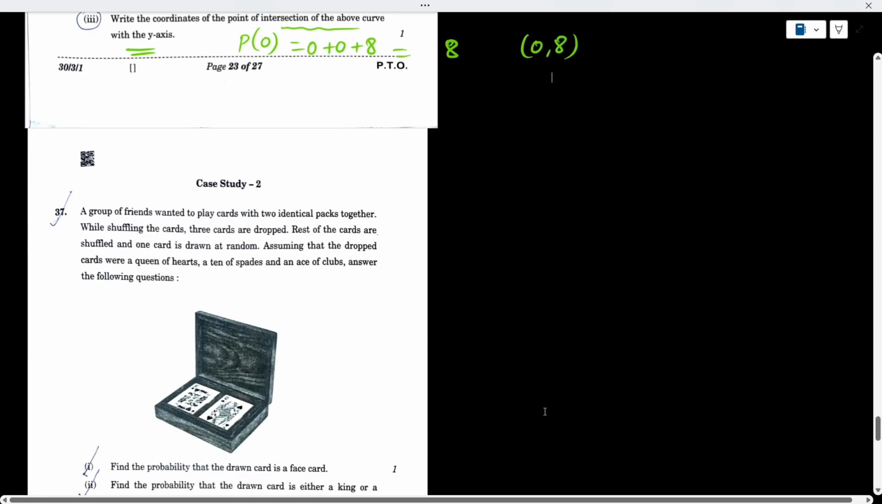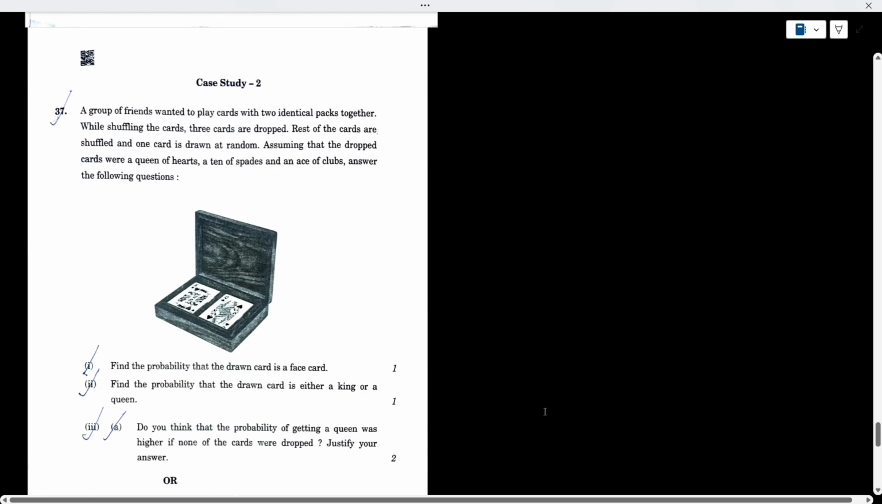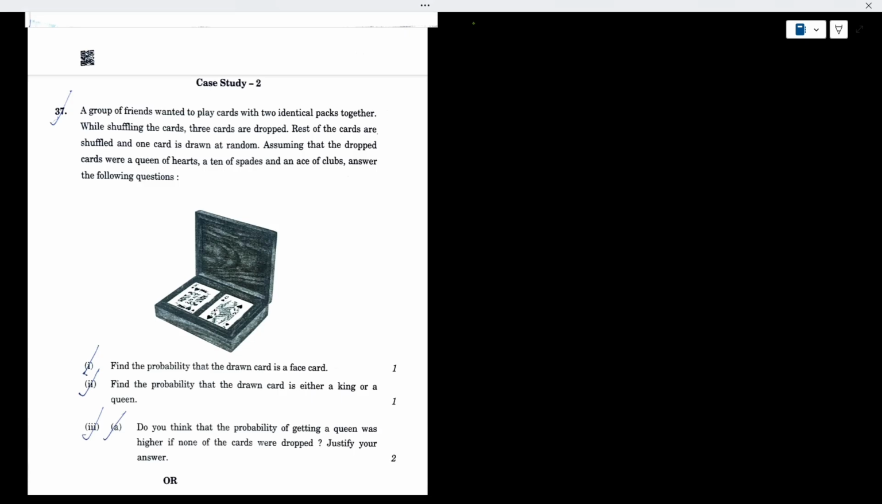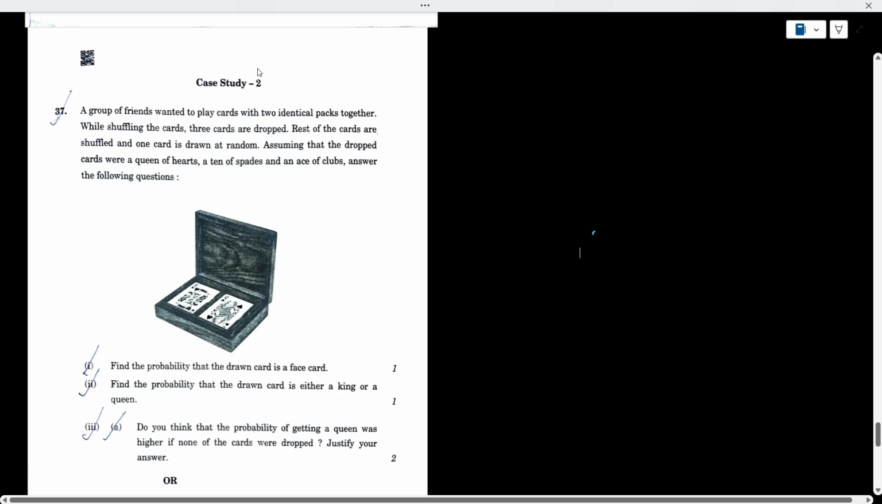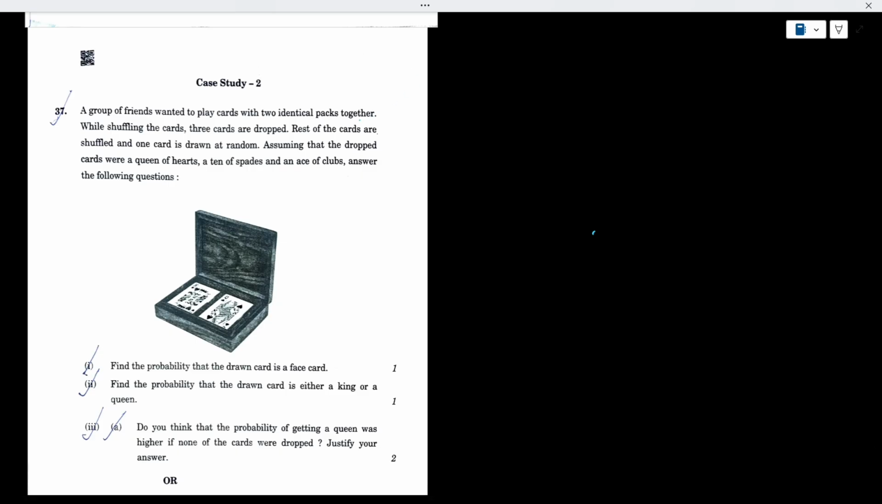Now after that, let us go for the second case study question. This is based on probability. If you'll see, a group of friends wants to play cards with two identical packs of cards. Now here two packs of cards means it will be 52 plus 52, which is 104, right? While shuffling the cards, three cards are dropped. So what will be the total now remaining here? 104 will become 101. Now what are those cards?